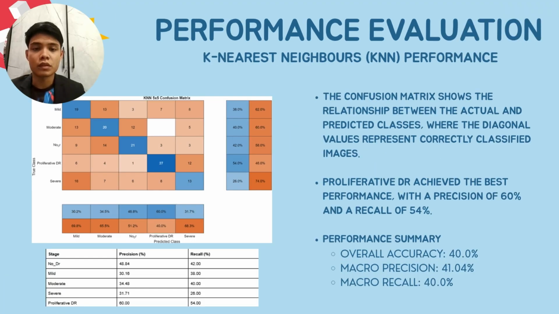Next is the performance evaluation for K-nearest neighbors, KNN performance. Proliferative DR achieved the best performance with a precision of 60% and a recall of 54%. Performance summary: overall accuracy is 40% with macro precision of 41.04% and macro recall of 40%.